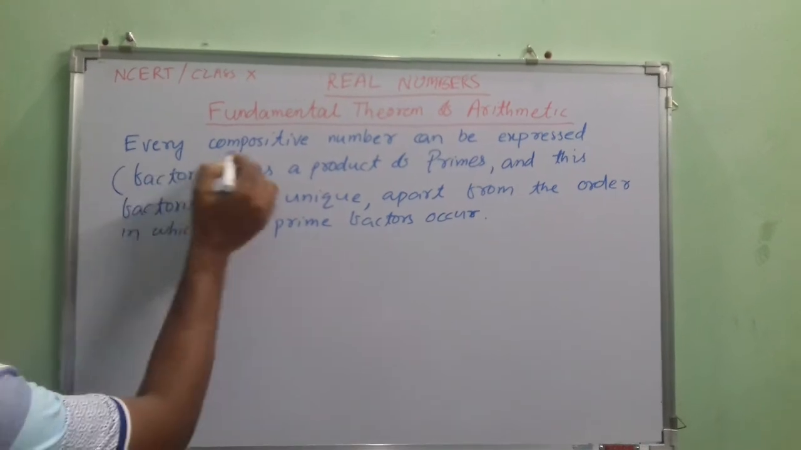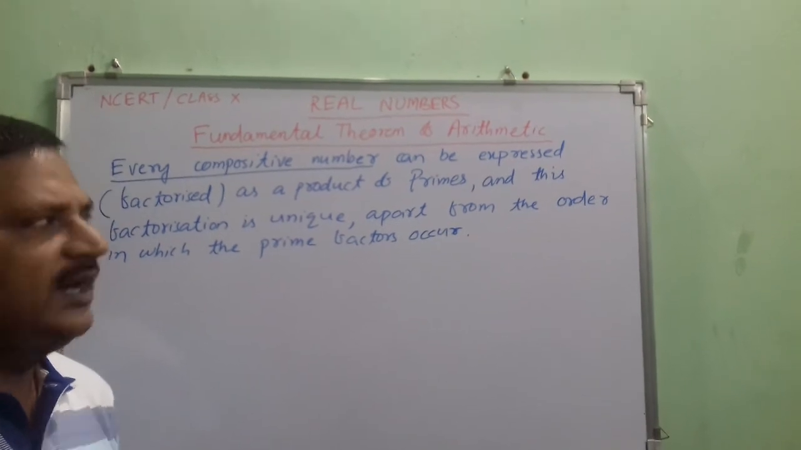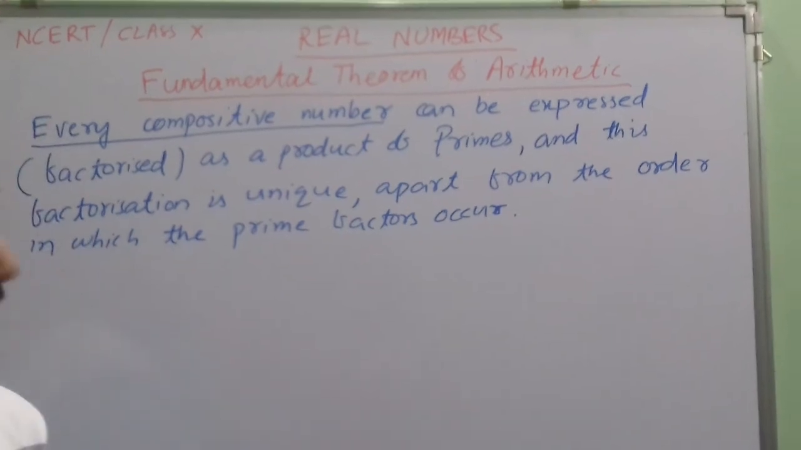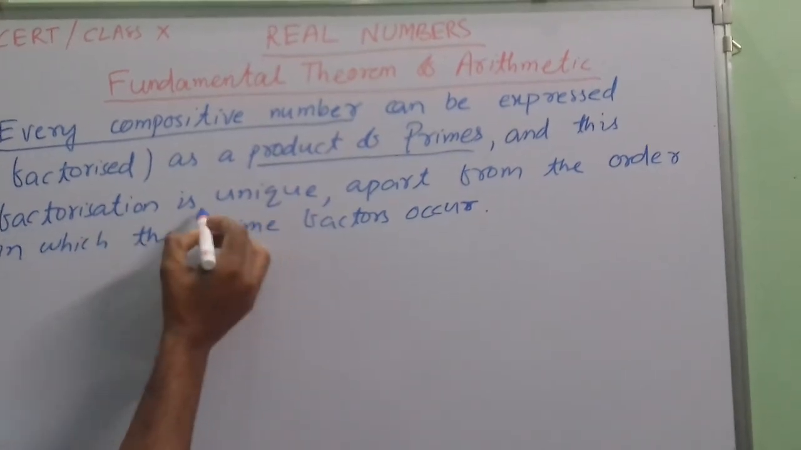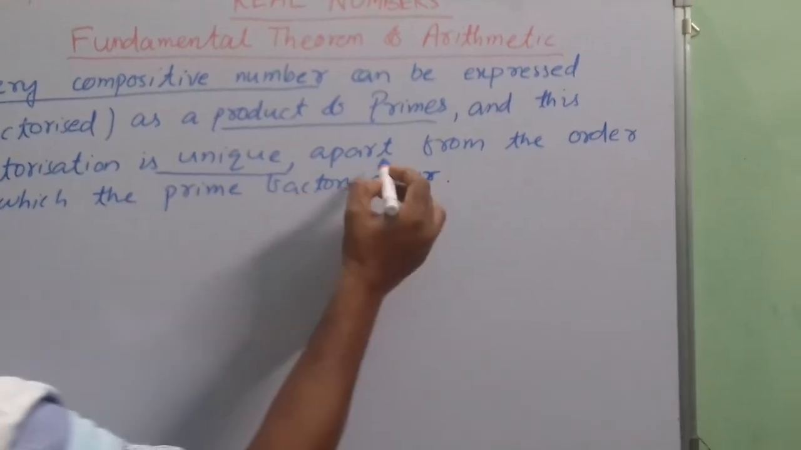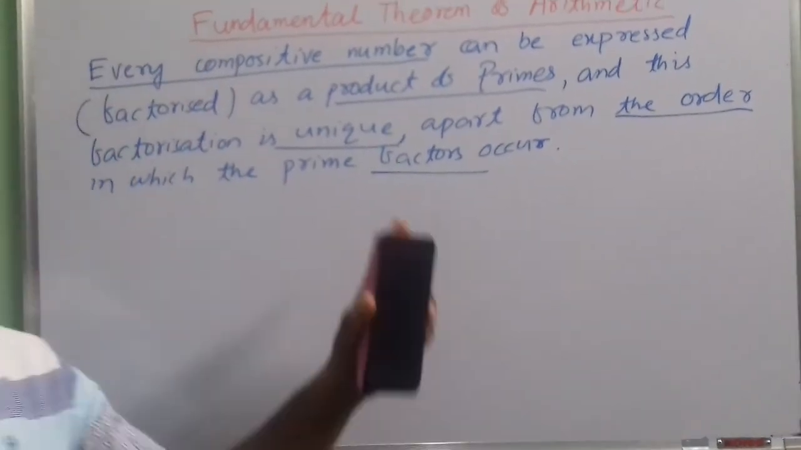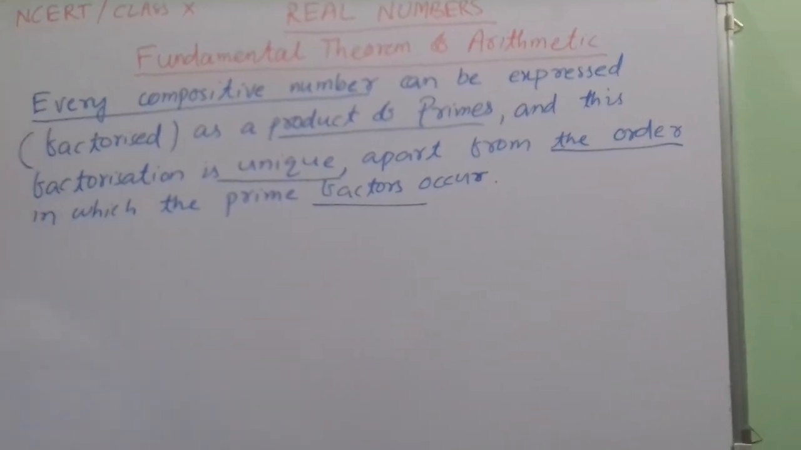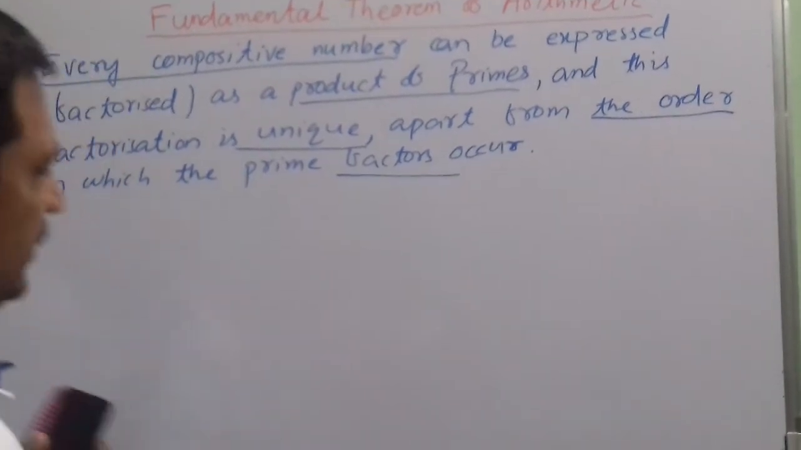That means, every composite number, whatever composite number you think, can be expressed as a product of primes, and this is unique, and the order of factors is also important here. So you have to remember this statement. Now let's go for one example.